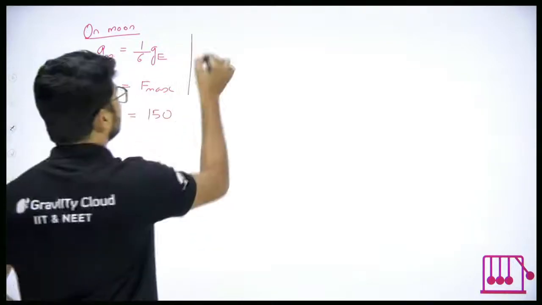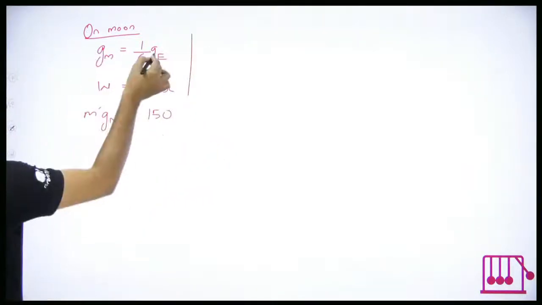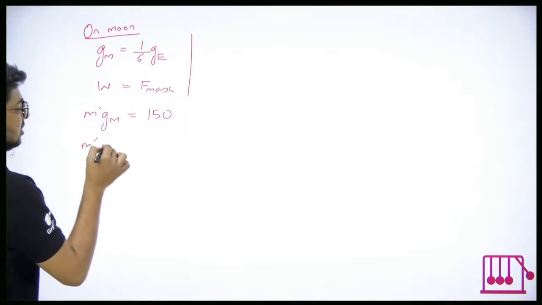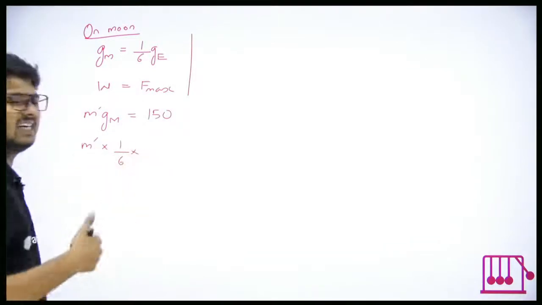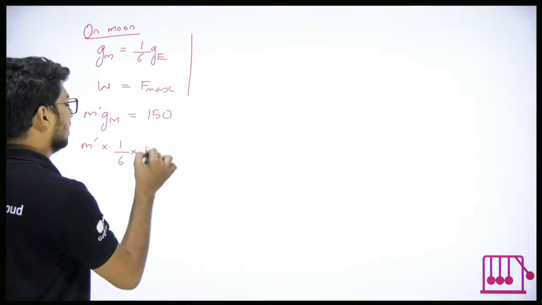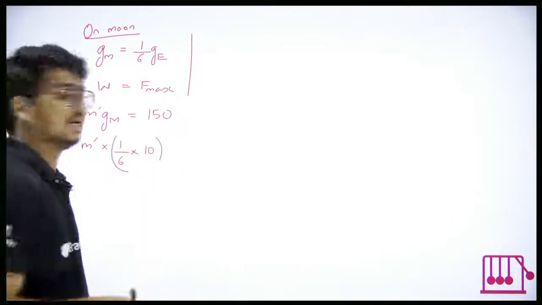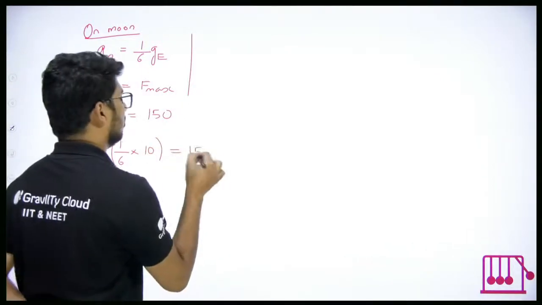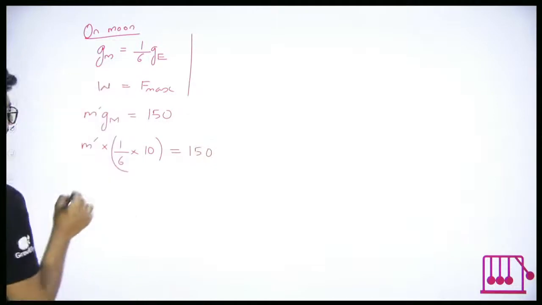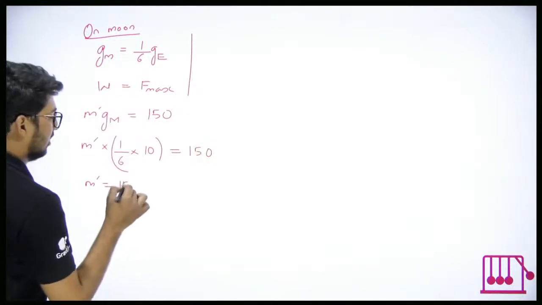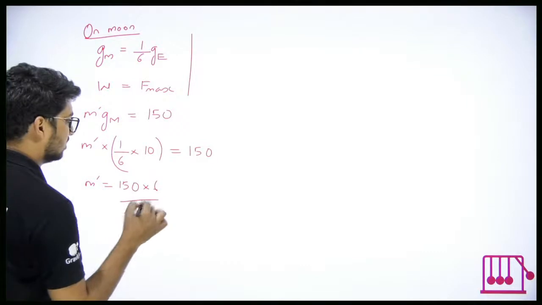But again they have mentioned that Gm is equal to 1/6 Ge. So m dash into 1/6 into Ge. What is Ge? Acceleration due to gravity on earth is 10. That is equal to 150. Now all that we have to do is calculation. So m dash will be equal to 150 into 6/10.